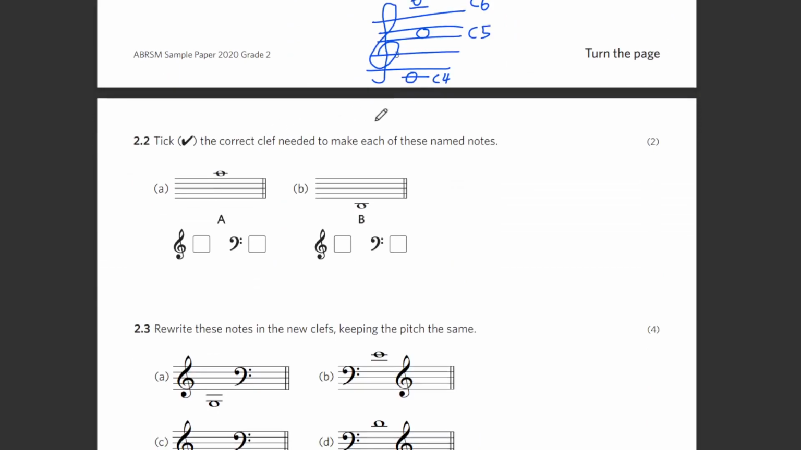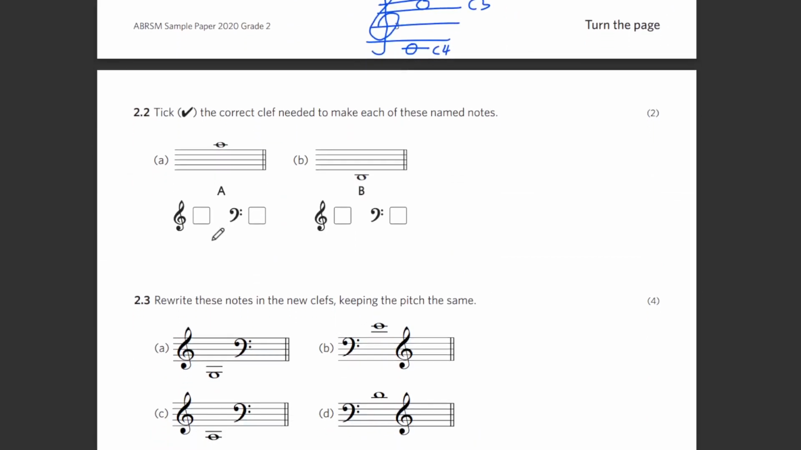Next, take the correct clef to make each of the named notes. So this one, if I want it to be A, it should be treble clef, because if it's bass clef, this is middle C. Next, I want this note to be B, so it's also treble clef, because if it's bass clef, it is D.